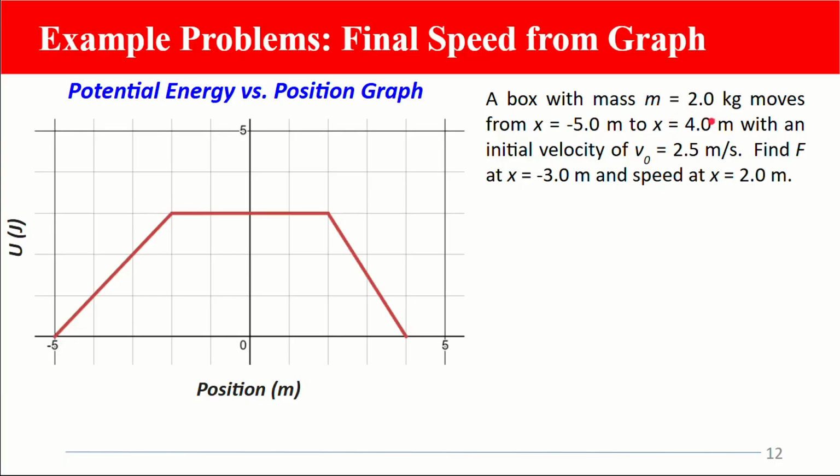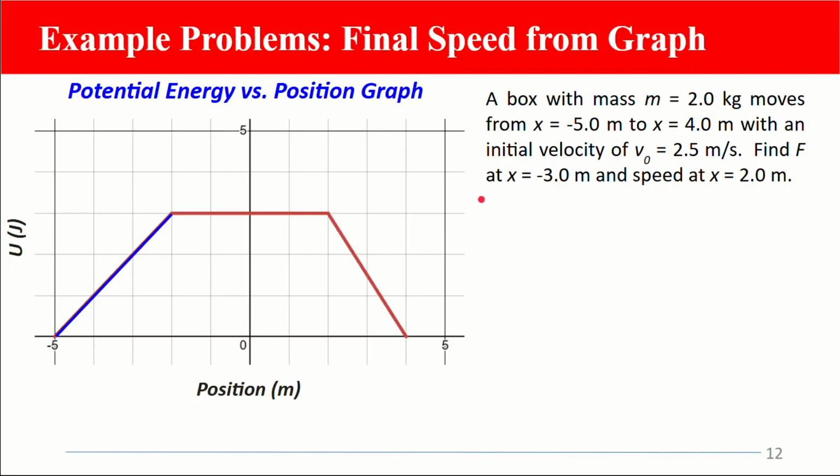And my goal is to figure out some things about this box over here. This box has a mass of 2 kilograms, and this box can be moving from -5 meters all the way over to 4 meters, and it's going to have an initial velocity of 2.5 meters per second. Our goal is to find the force at x equal to -3 meters, and also the speed at x equal to 2 meters. So let's see how we can do this.